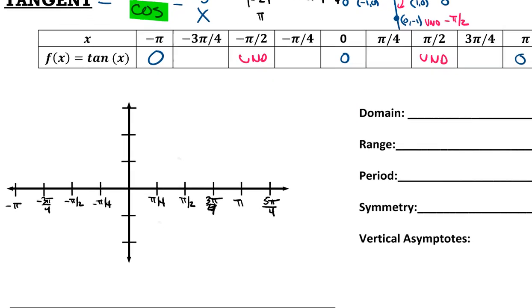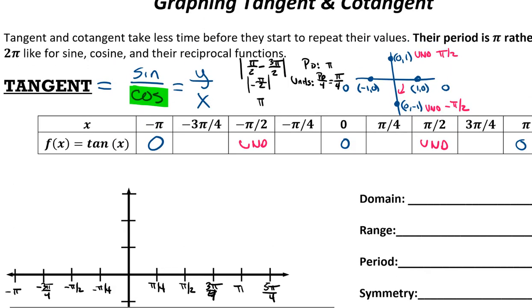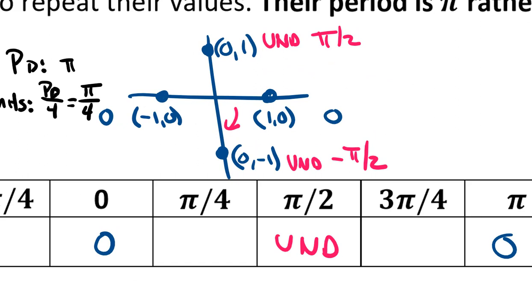That's part of it, but then we have these other values. Again, we're going to go to the unit circle here. I know my x and y coordinates up here in quadrant 1, at pi over 4, are both going to be root 2 over 2.